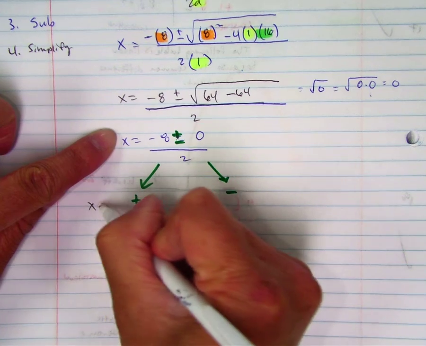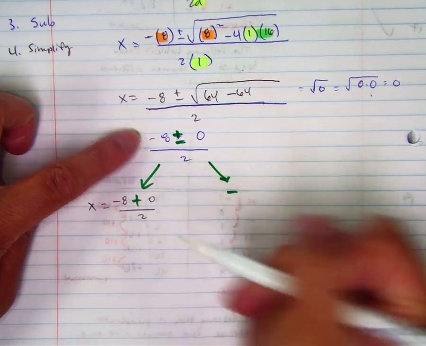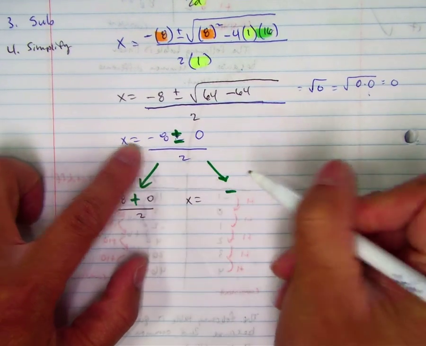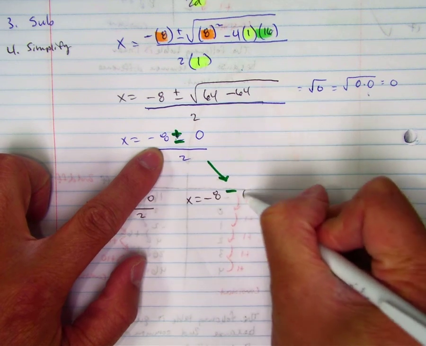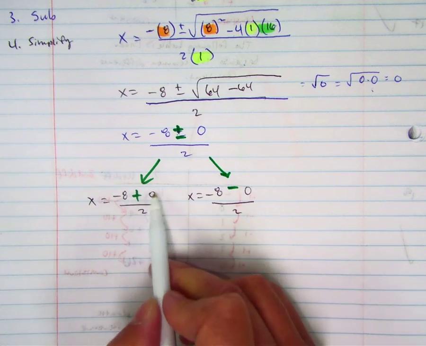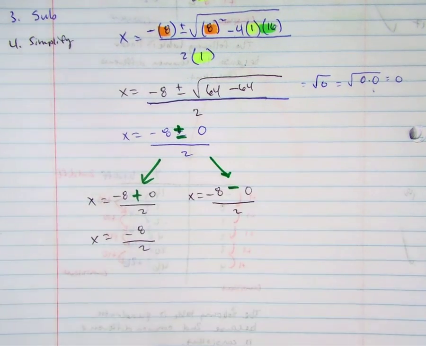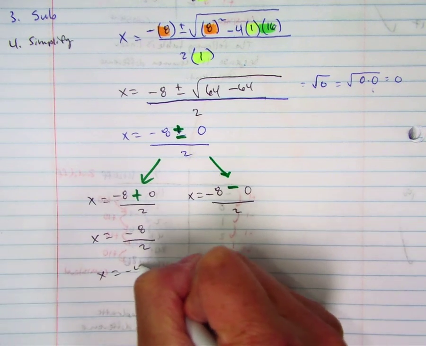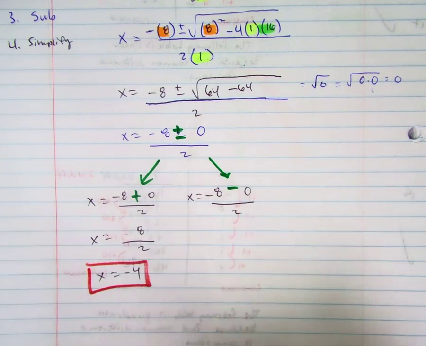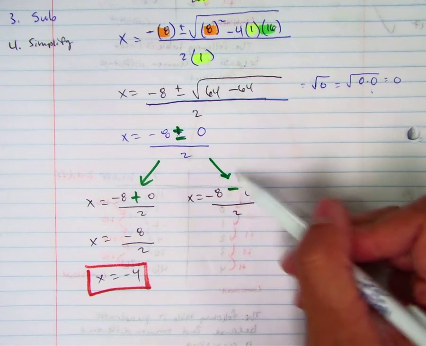So this is x equals negative 8 plus 0 divided by 2. And this will be x equals negative 8 minus 0 over 2. Girls, what's negative 8 plus 0? And girls, what's negative 8 divided by 2? Negative 4. Boys, what's negative 8 minus 0? And negative 8 divided by 2?